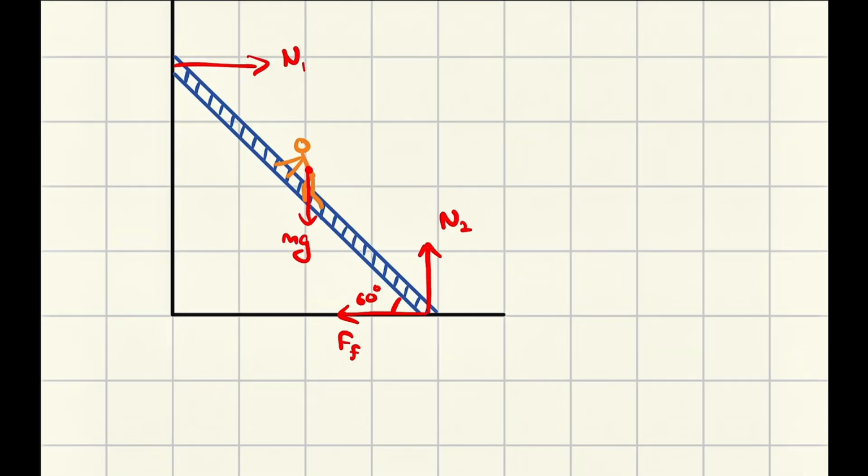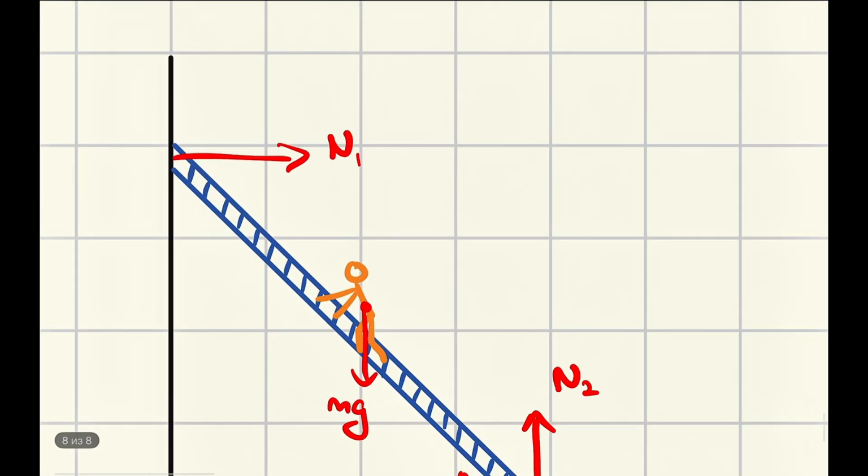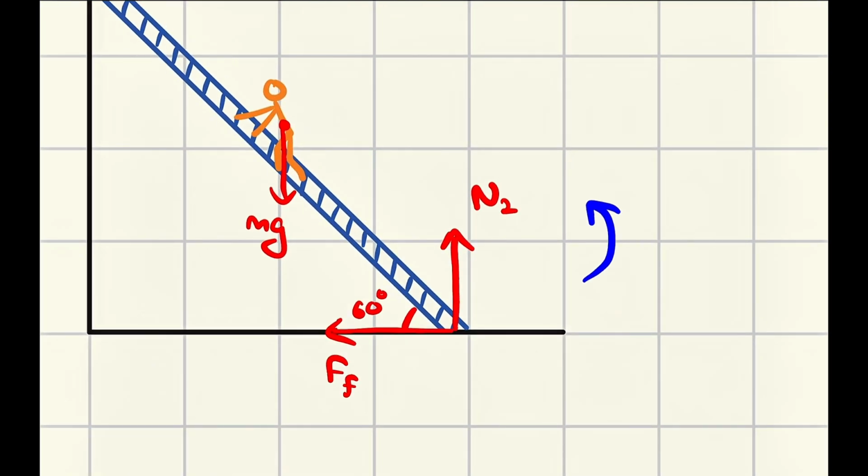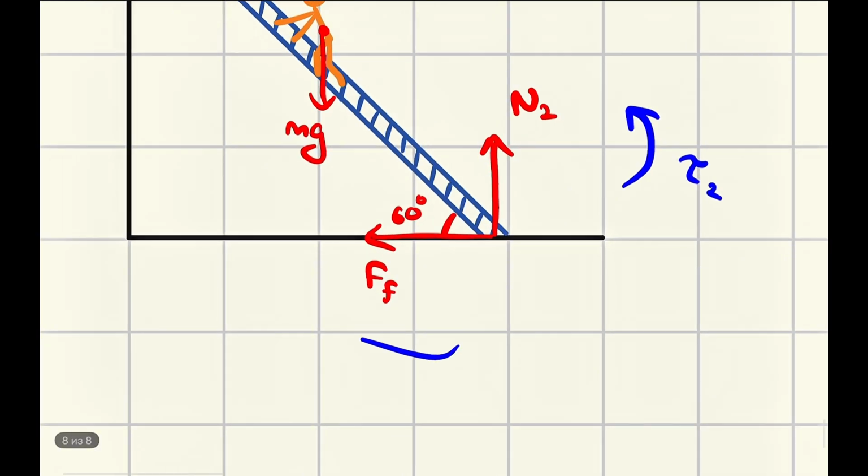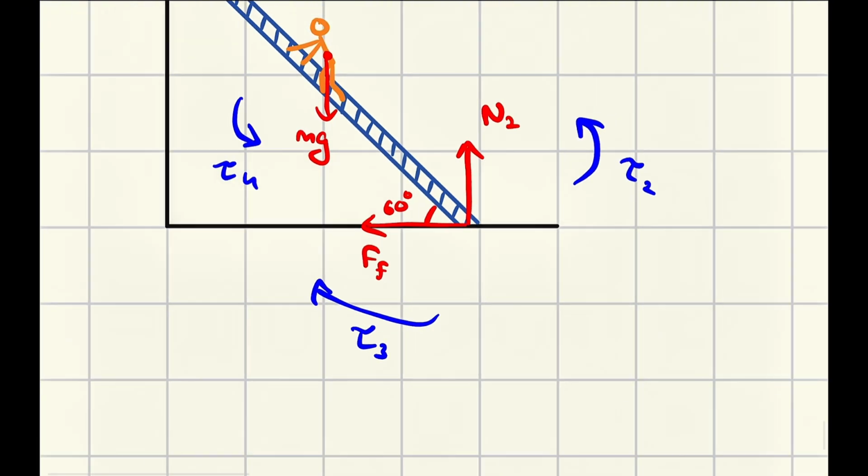Because this is a problem about torque, we can definitely say that these forces are trying to rotate our ladder, but they are not. So normal force 1 is trying to rotate this side. This is torque 1. Torque 2: normal force 2 is trying to rotate the ladder counterclockwise. Friction force is trying to rotate clockwise. Let's call it torque 3, and mg is trying to rotate this side. This is torque 4. Okay, good.